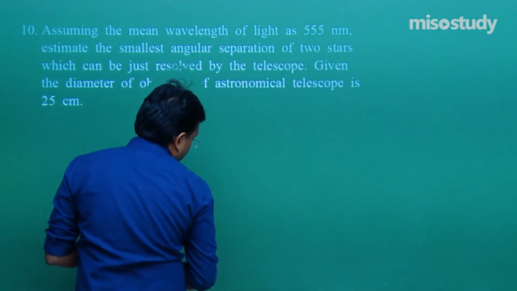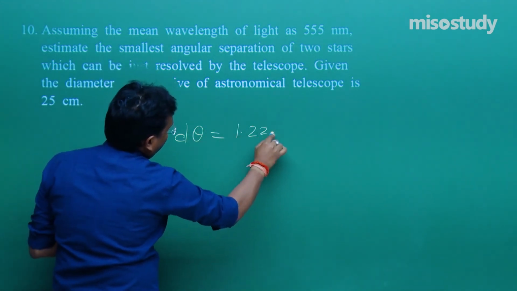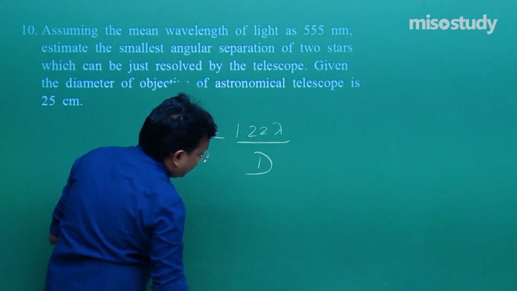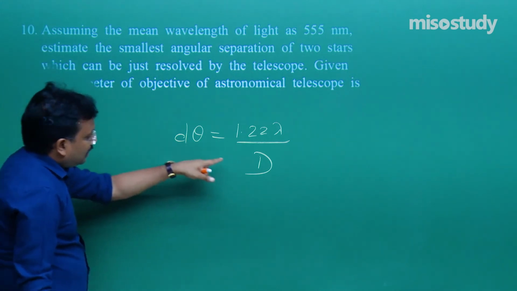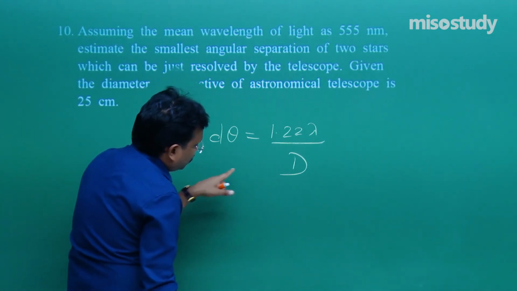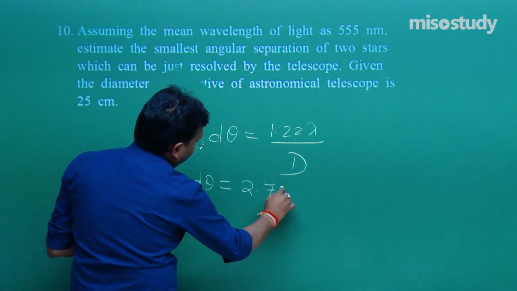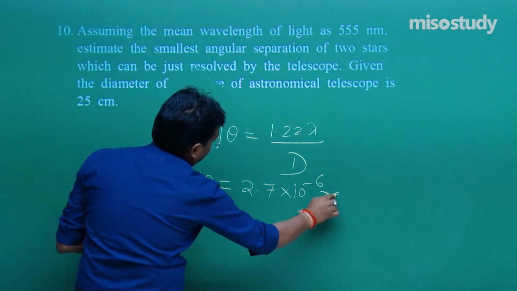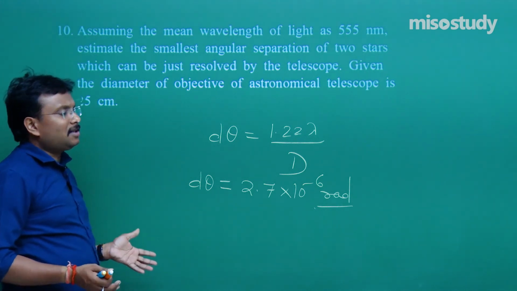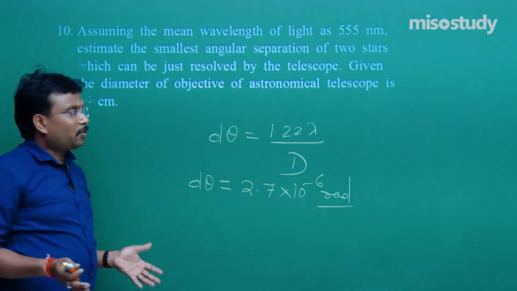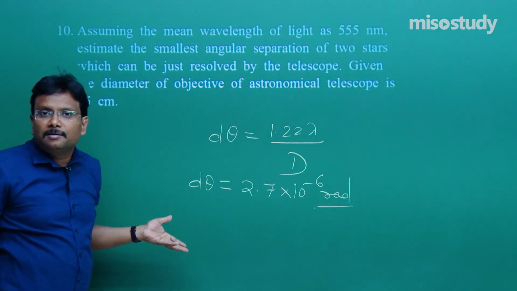So the solution of this question is d theta is equal to 1.22 lambda by D. Lambda value is given and this D value is also given, that is 25 centimeter. So d theta is equal to 2.7 into 10 to the power minus 6 radian. In your board exams, they never ever ask very horrible questions. Questions are simple, they just want to check whether you are comfortable with the basics or not, that's it.